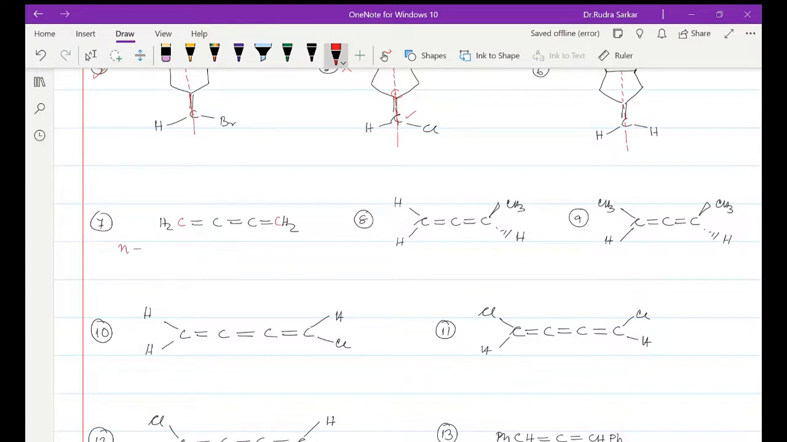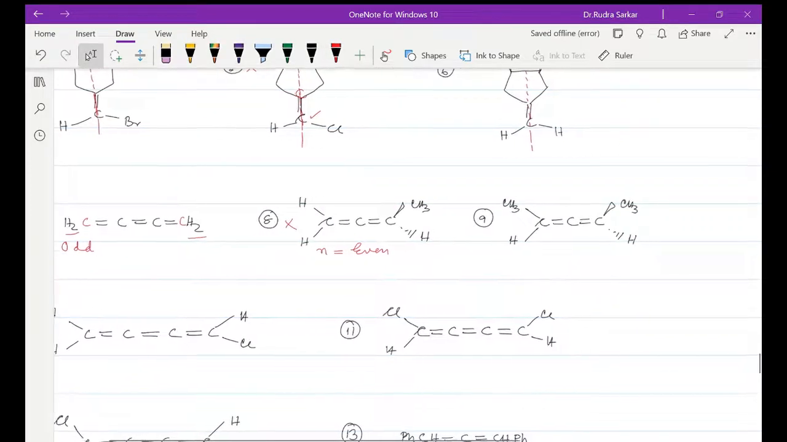in allenes n equal to odd, that is the number of double bonds is odd. Now here, since this particular carbon has two hydrogens and also has two hydrogens, so here GI will not be possible. Had it been a case where along with hydrogen there was another group or atom at both the terminal carbons, then GI would have been possible. When the number of double bonds is even, GI is not possible, so we will rule this out.